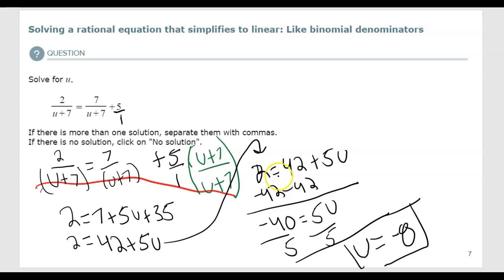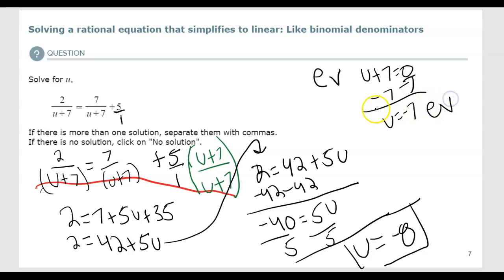Now we want to take a second to see if that's what my excluded values are. I'm going to start using EV as excluded values. So my excluded value happens when u plus 7 equals 0. So I'd subtract 7, so u equals negative 7 is my excluded value, and that does not contradict my actual solution. So u equals negative 8 is a good actual solution.